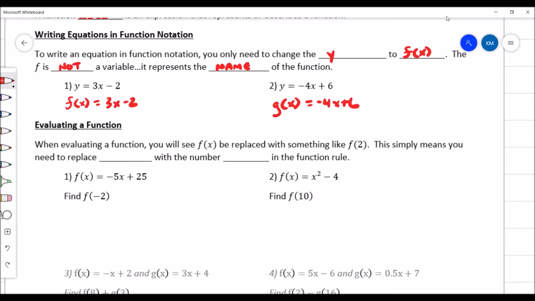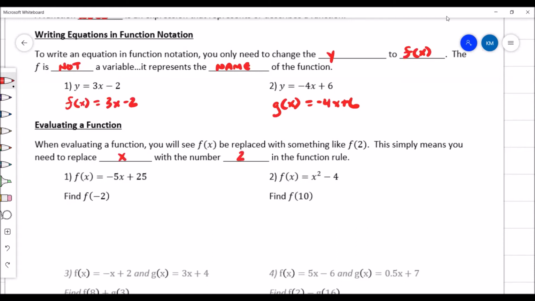Okay, and it basically is the function when x is in here. The function g when x is in. So it says, when evaluating a function, you will see f of x being replaced with something like f of 2. And that simply means you need to replace x with the number 2 in the function.